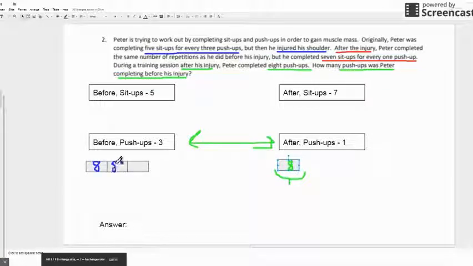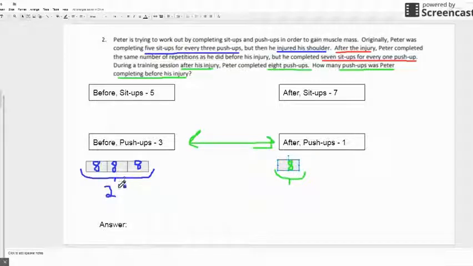How many push-ups was he actually completing right here? And of course, we could do 8, we could do 8 plus 8 plus 8, or 8 times 3 is 24. So that's really the work that we needed to do. We didn't need to make the tape diagram for sit-ups because it didn't ask us anything about the sit-ups in the question. So there you go. There is your work.